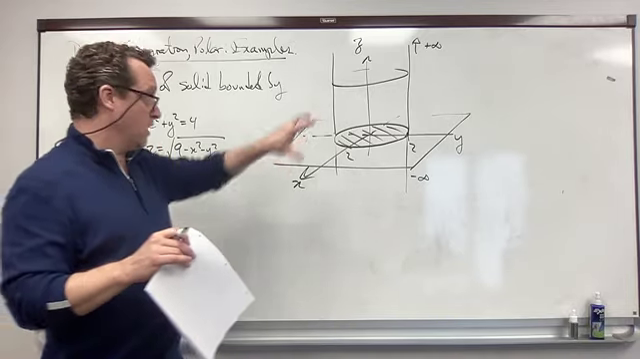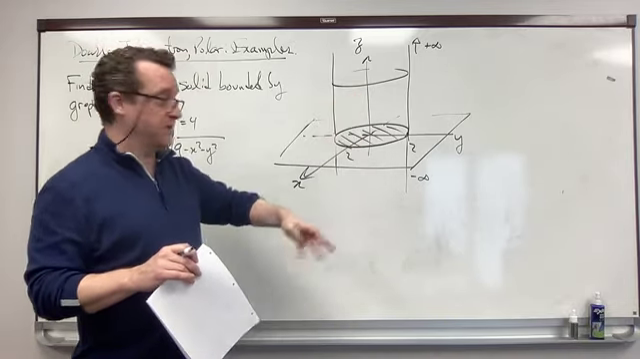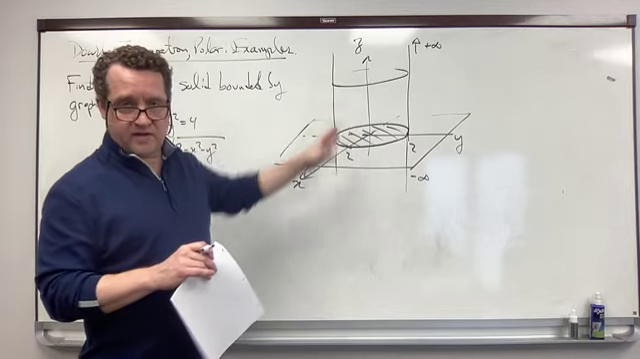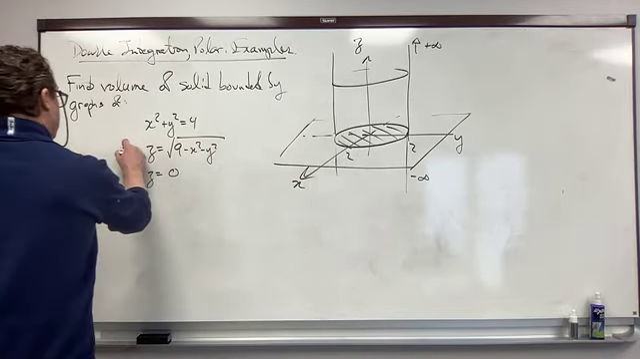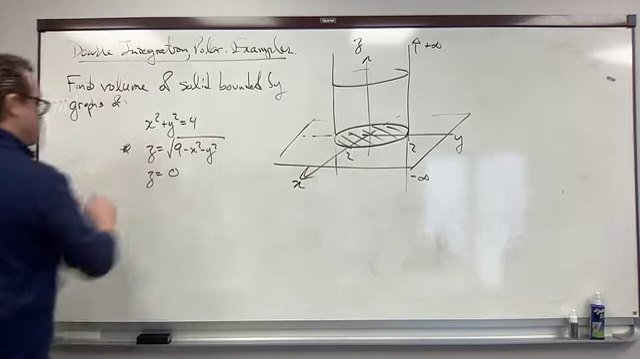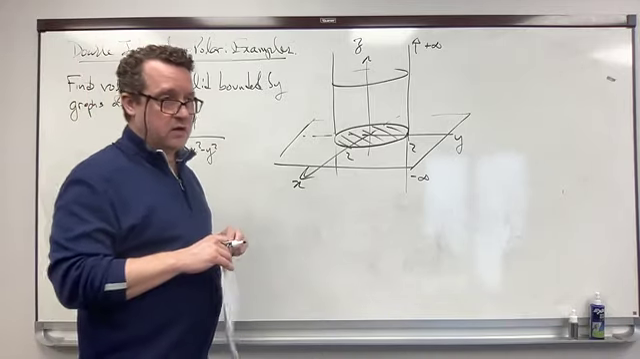Now I just have to figure out, well, what's the third limiting function? Because right now the volume is infinite, no matter how I define it. So we're not ready yet. So let's look at this one. z equals the square root of 9 minus x squared minus y squared. So that is the top part of a sphere.